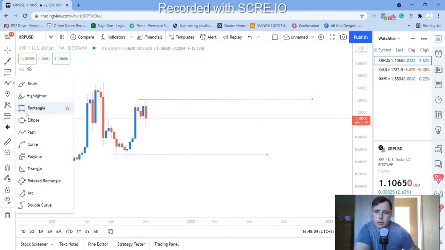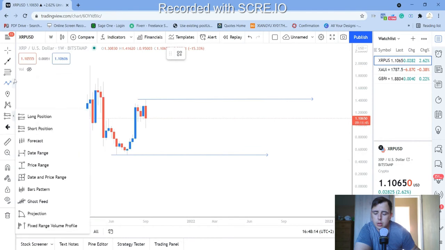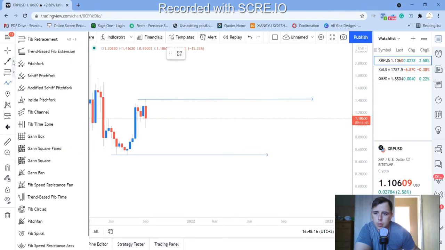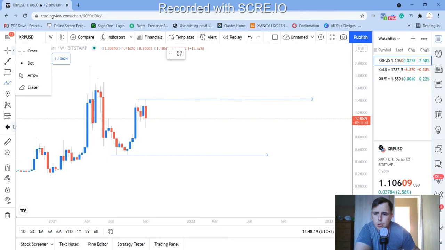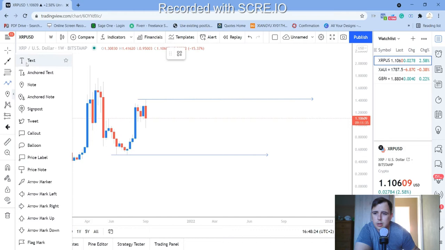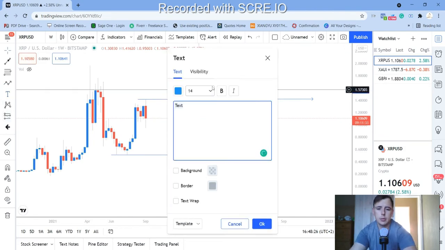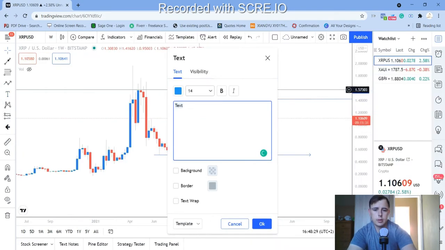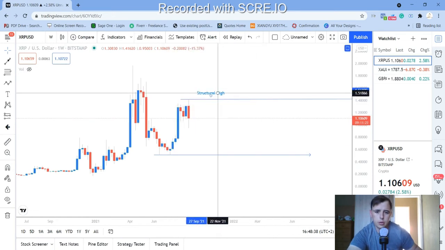So the first level would be the structural high point. Sorry, just looking for my one tool here. There's the text. Okay. So I'm looking at the structural high, or just draw the structural high, and the structural low would be down here.